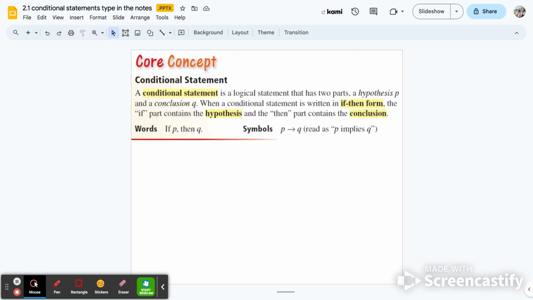So first thing we're going to talk about is what is a conditional statement. This is the first thing that we're going to write down in our fill in the blanks. A conditional statement is a logical statement that has two parts. And with those two parts, we have a hypothesis and a conclusion. When that conditional statement is written in if-then form, if would be the hypothesis and then would be the conclusion portion. So for example, we have if P, then Q. P would just be representative of an idea, and then Q would then conclude it. You can also use symbols P, arrow, and then Q, which just means P implies Q.